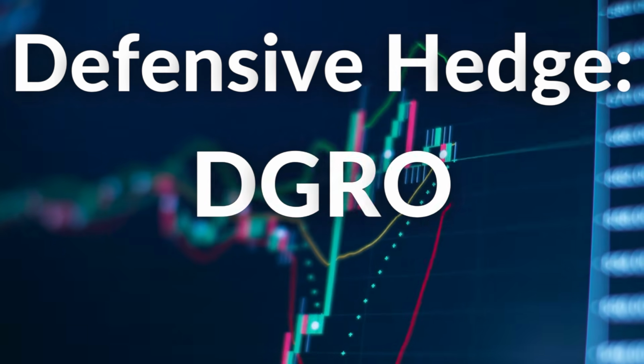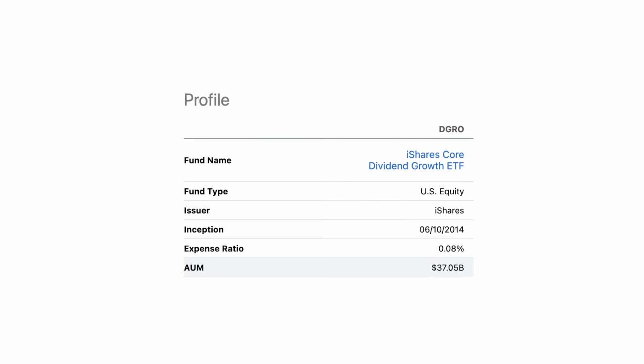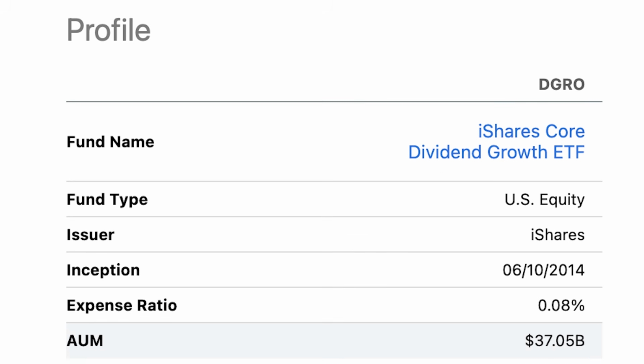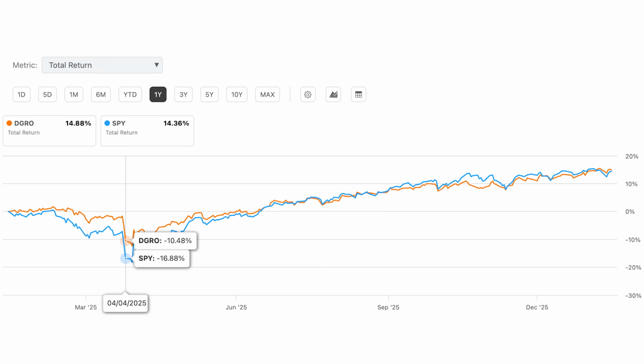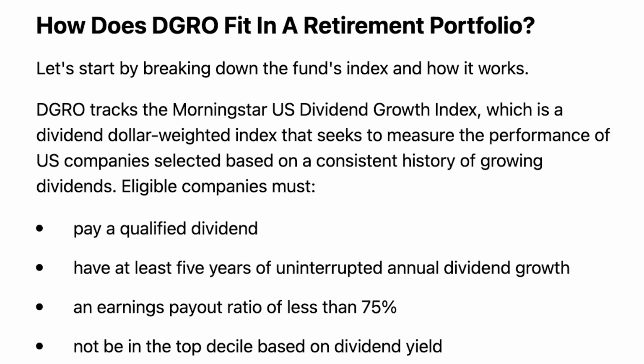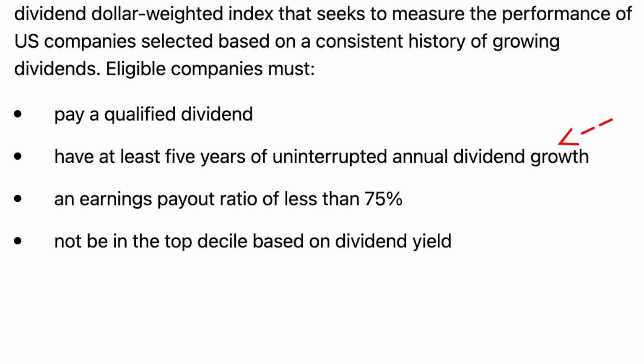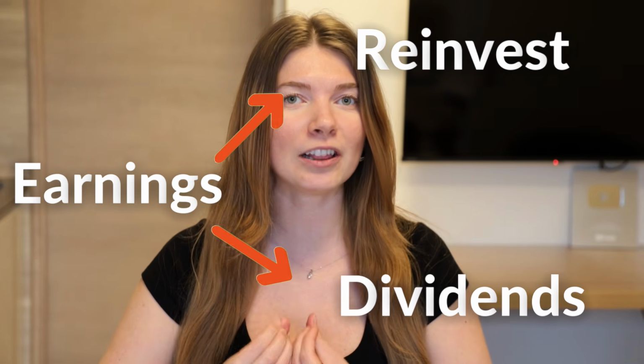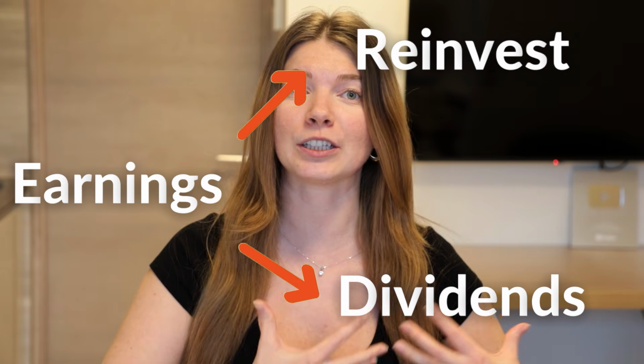Now, the third ETF is DGRO, which is one of my favorite long-term dividend growth plays. This can serve as a core anchor or a defensive hedge depending on your risk appetite. And it uses a simple but very effective screening strategy, which involves looking for companies with at least 5 years of consecutive dividend growth and a payout ratio below 60%. And that last part is very, very important. This targets companies that pay strong dividends but still retain a large chunk of their earnings to reinvest in growth.